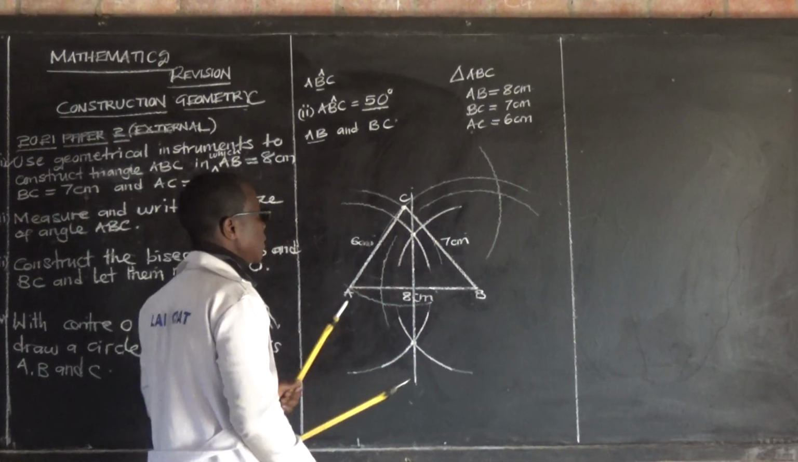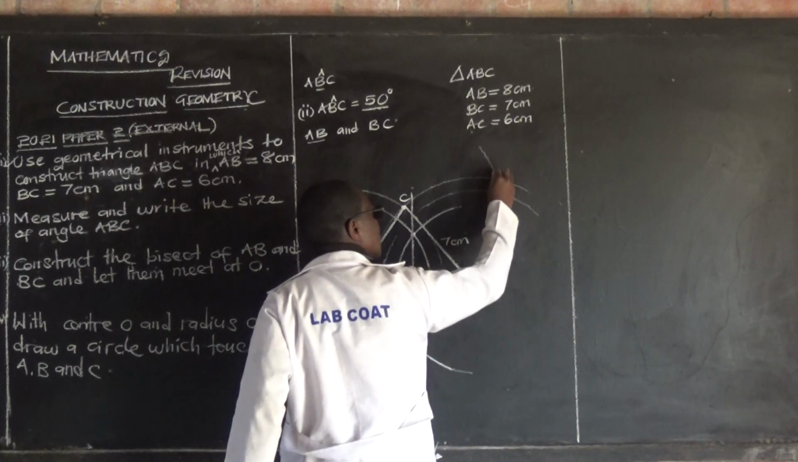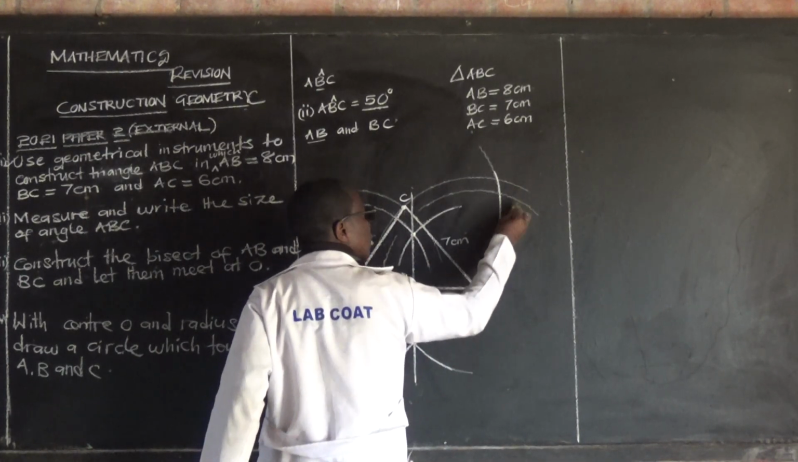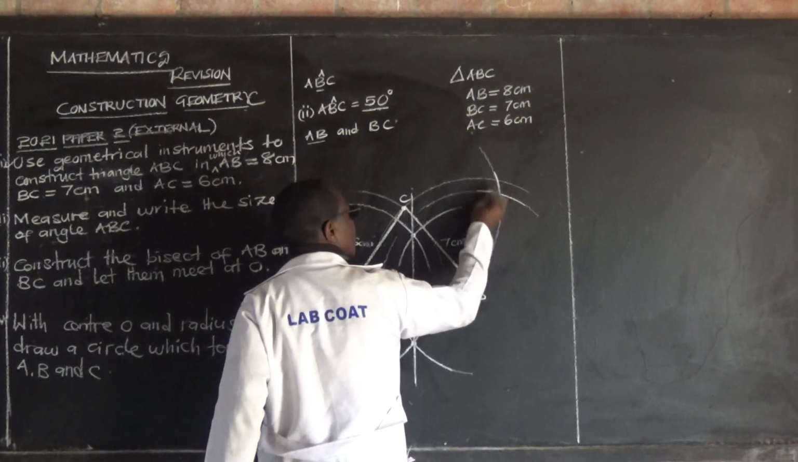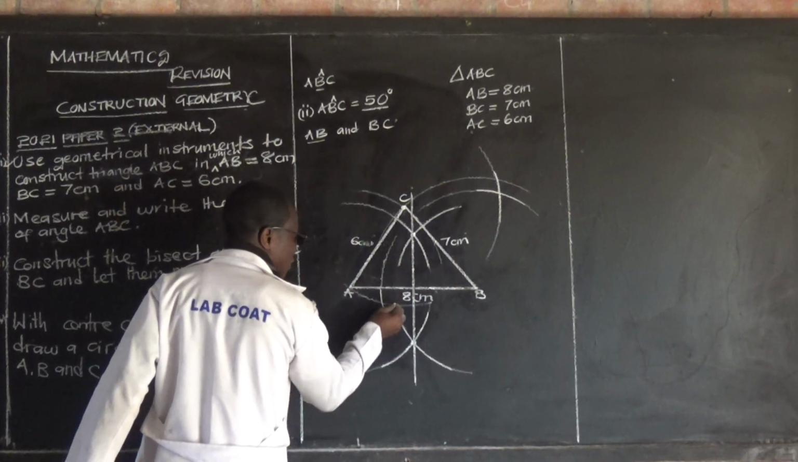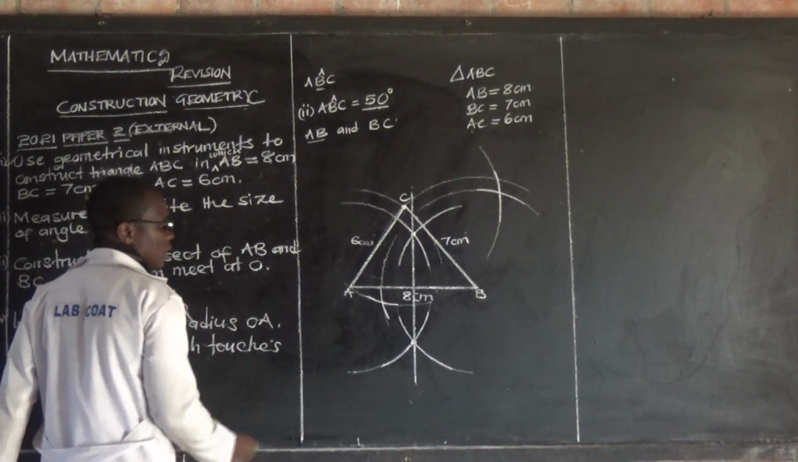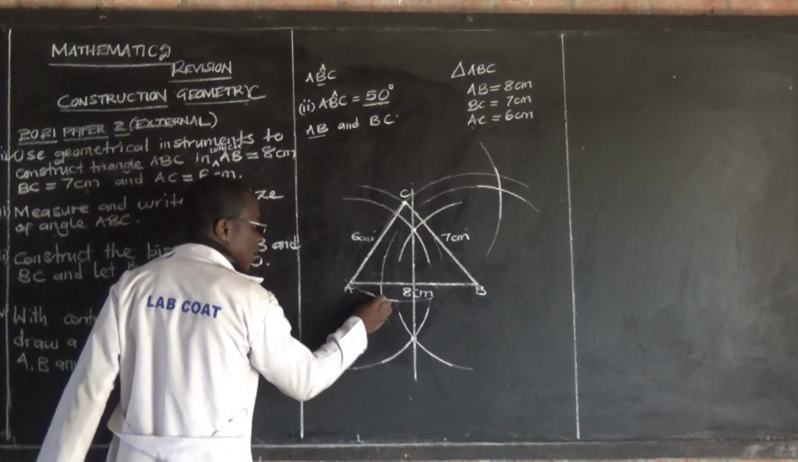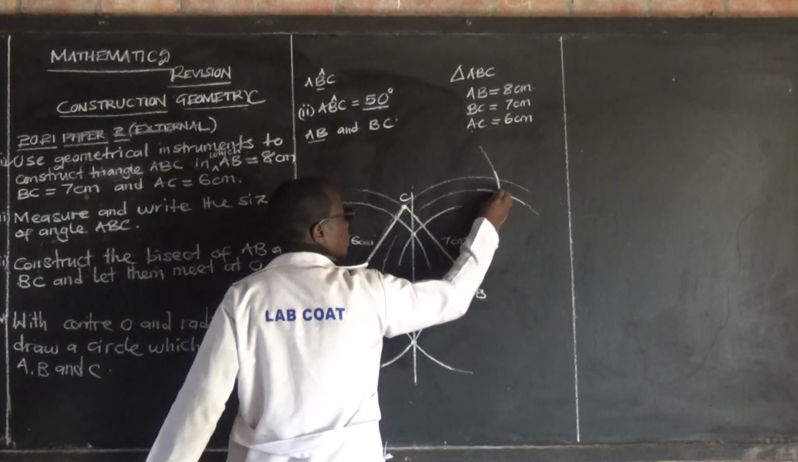So my arcs are meeting. Where are they meeting? We have this arc, then we have this other arc. Are we together? Yes. Then we have this arc, we also have this other arc. So where are they meeting? They're meeting here. This is where the intersection is. Even this other point.